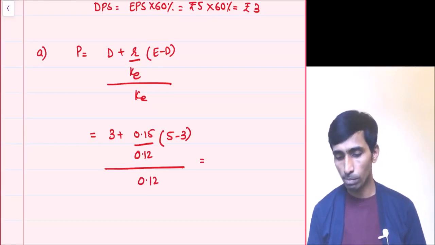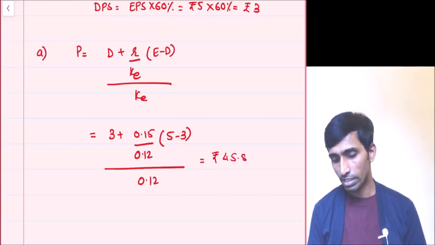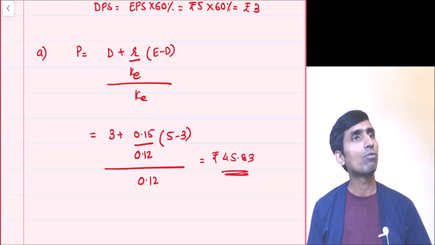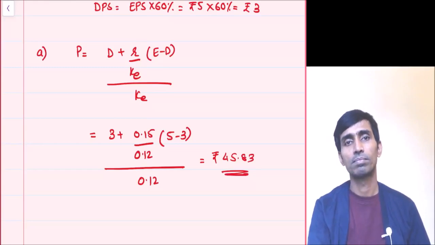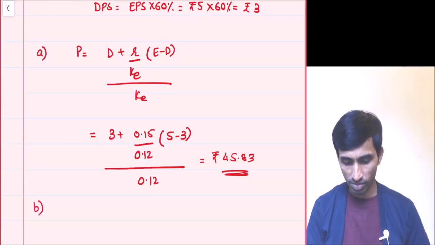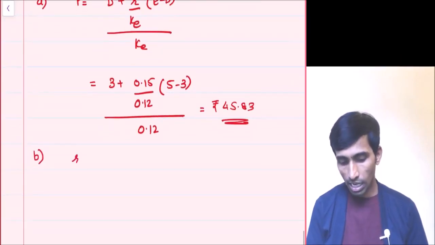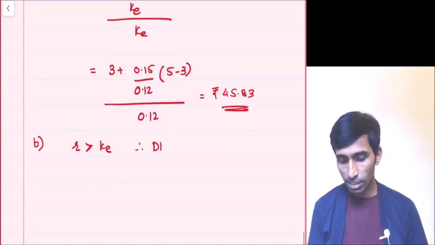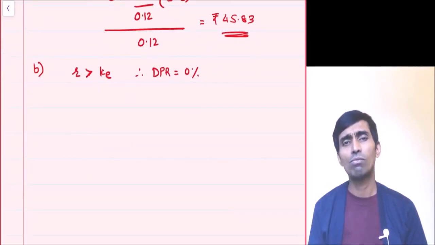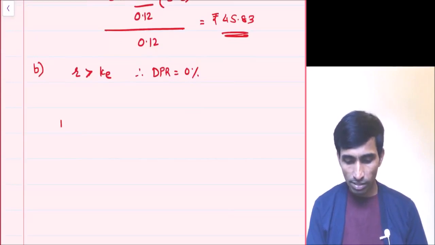So here you should get rupees 45.83. How much you should get? 45.83. Okay, check whether you are getting 45.83 or not. R is greater than KE, therefore dividend payout ratio should be equal to 0%. Okay, so they are asking at 0% what is the price. So dividend payout ratio is 0, dividend per share is 0.